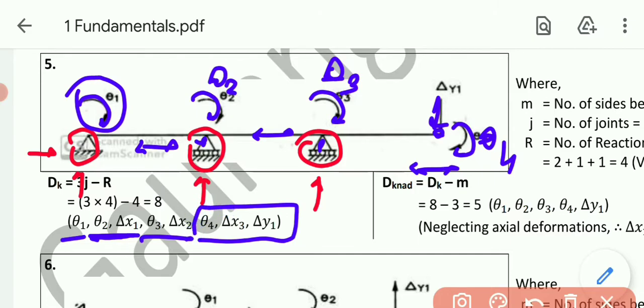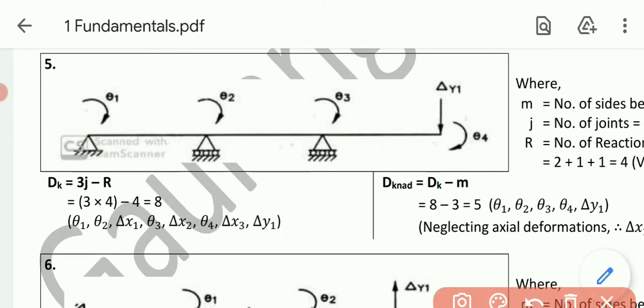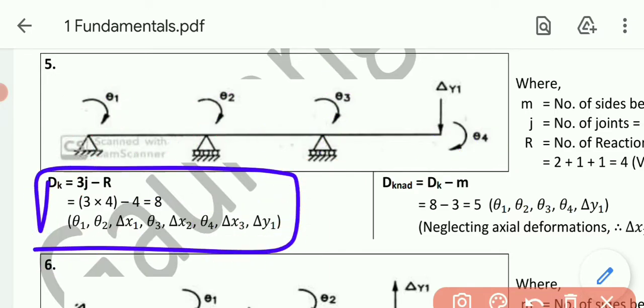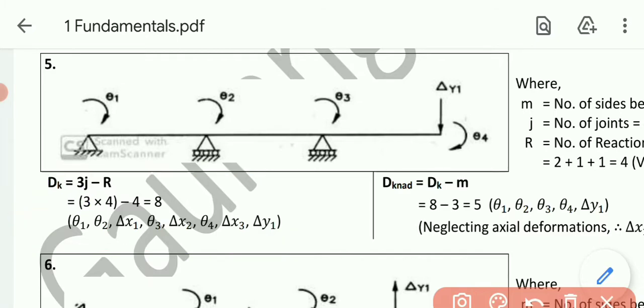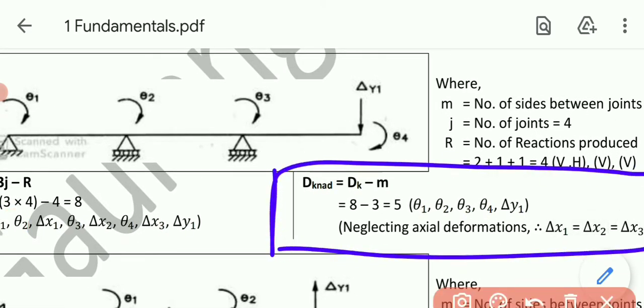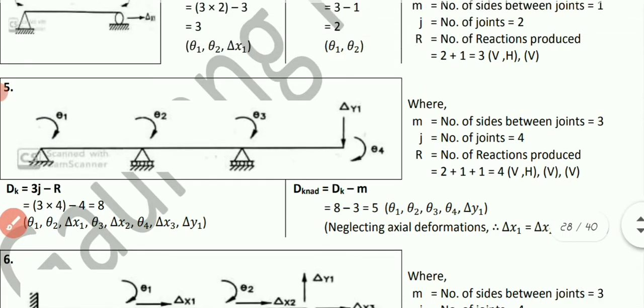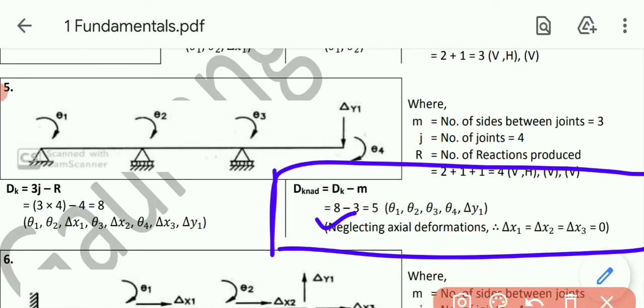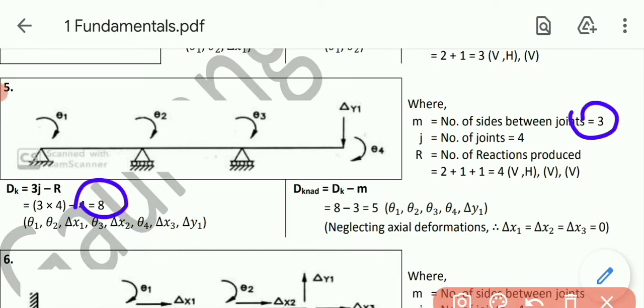So these are the displacements, total number of displacements: 1, 2, 3, 4, 5, 6, 7 and 8. So our answer has come 8. So DKI's answer is 8. Now DKI none, that is DKI minus m. Here DKI is 8, m, the number of members between the joints, was 3. So 8 minus 3, the answer comes 5.